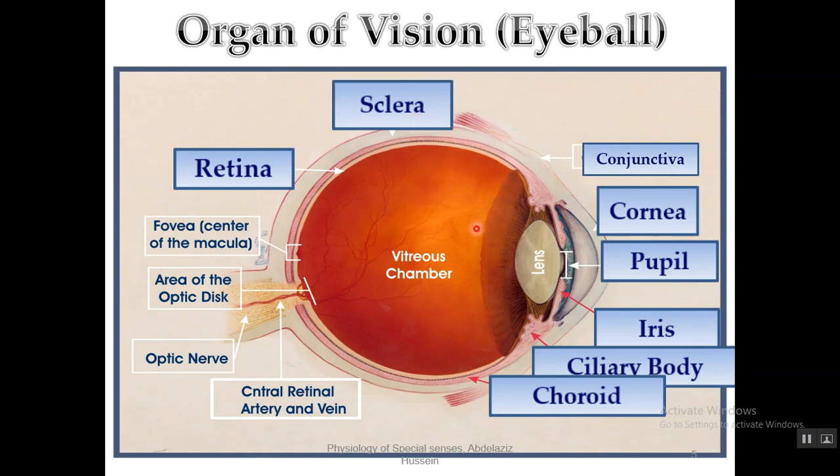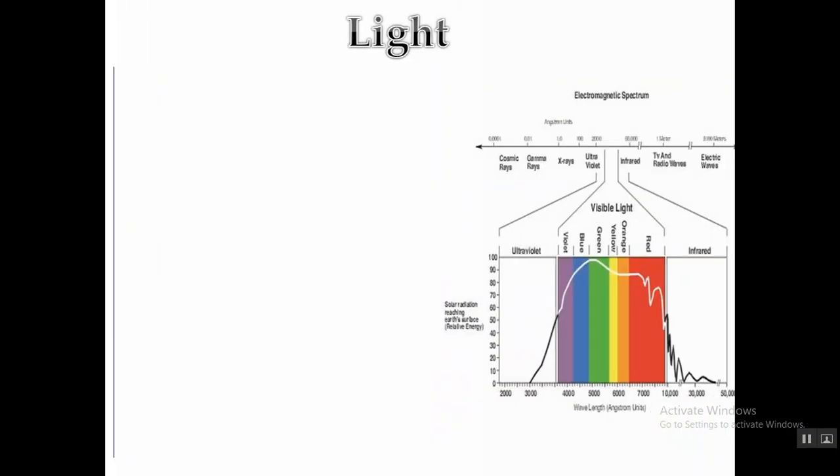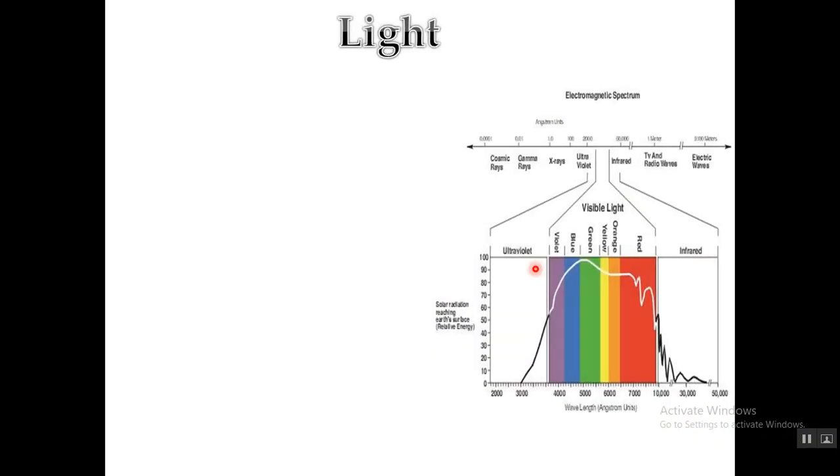The second part, beside the wall, is the cavity. We have two cavities in our eyeball: the vitreous body, or vitreous chamber, and the aqueous humor chamber. Between the aqueous chamber and the vitreous body, we have a transparent structure called the lens. This is briefly the structure of the eyeball.